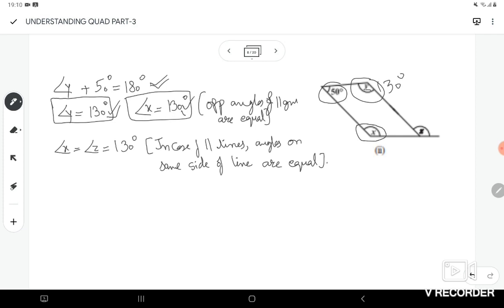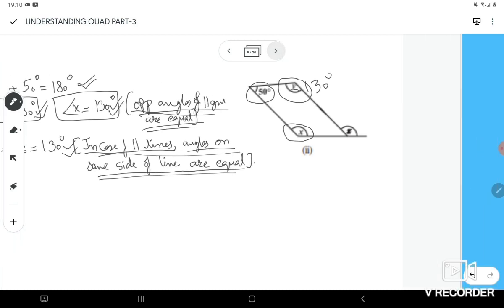Now once we have found y, we can easily find the value of x. x comes out to be the same as y, 130 degrees. Why? Because opposite angles of a parallelogram are equal. And once we have found the value of x, we can find the value of z, because in the case of parallel lines, angles on the same side of a line are equal. So similarly the value of z also comes out to be equal to x, that is 130 degrees.